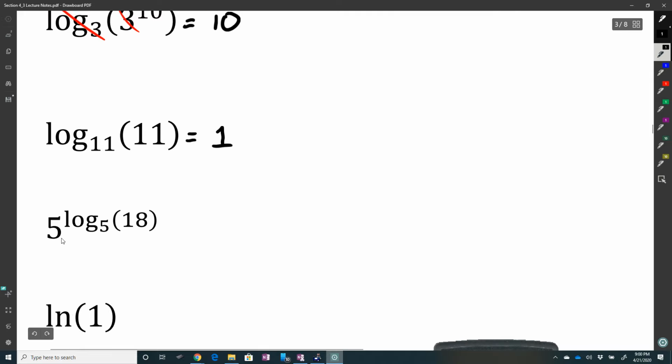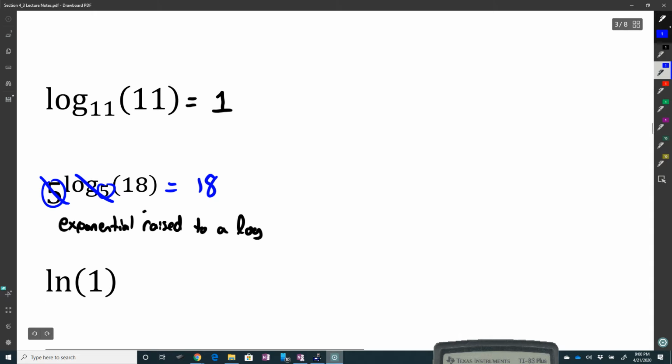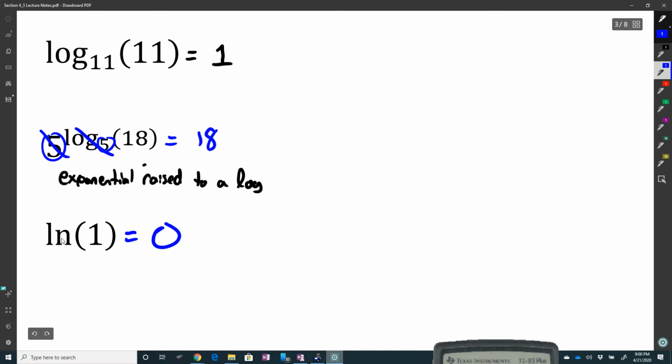Here I have an exponential raised to a log. And the bases are the same. The bases have to be the same for them to cancel. But the bases are the same. And so they cancel each other out. And all that's left is the 18. The inside is 1. The answer is 0.